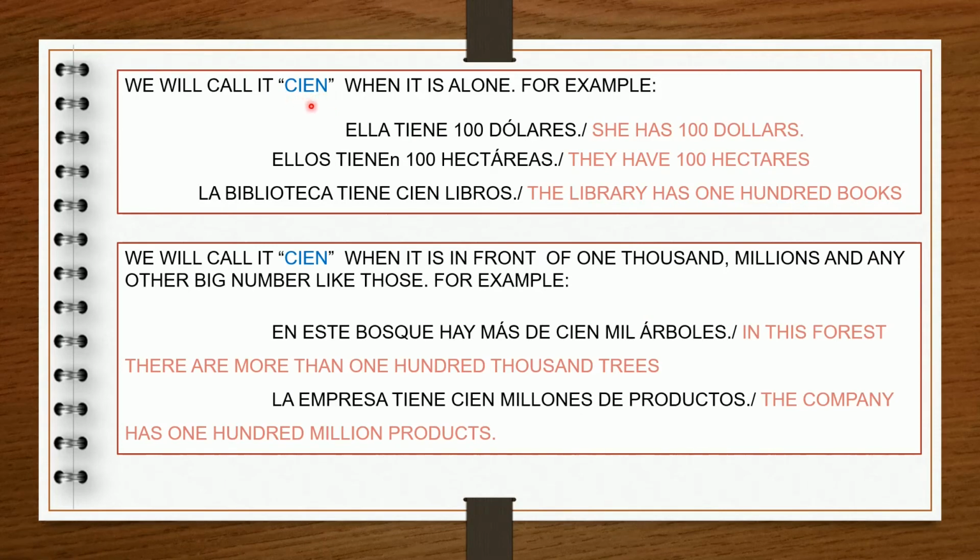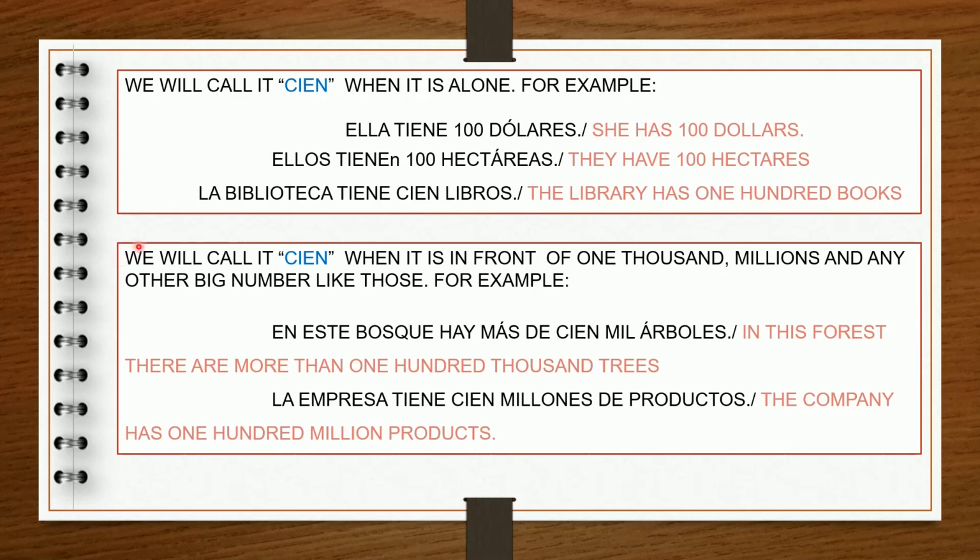And the second way is cien. We will use this one when it is alone. For example, ella tiene 100 dólares. Ellos tienen 100 hectáreas. La biblioteca tiene 100 libros. Again, ella tiene 100 dólares. Ellos tienen 100 hectáreas. La biblioteca tiene 100 libros.